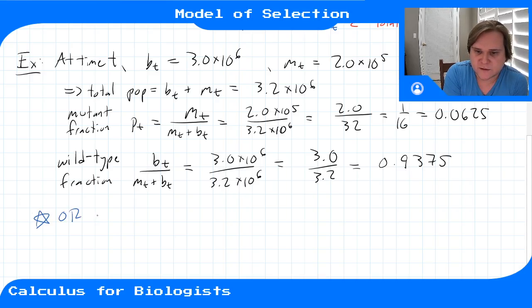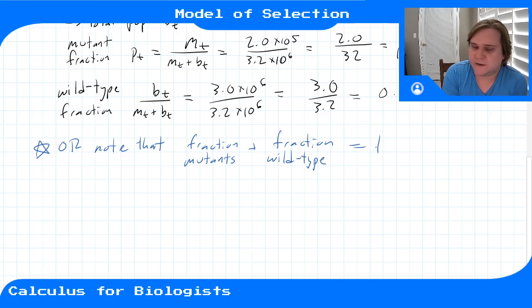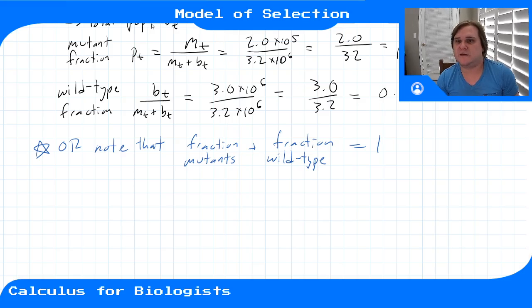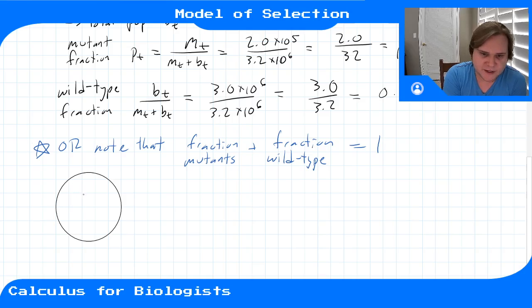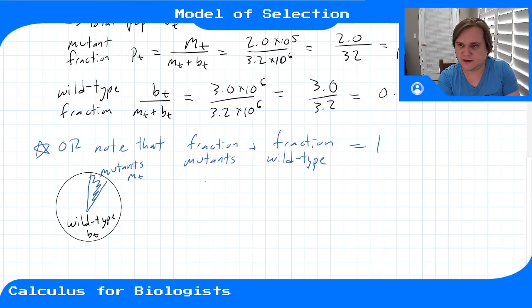So whenever we're interested in finding these fractions, we could just compute them both by hand separately, or we can note that they're fractions, so they should add up to 1. The fraction of mutants plus the fraction of wild type should equal 1, should add up to a whole. If I draw my little schematic of my petri dish, some number of these are wild type and some number are mutants. These are the mutants, M_t, and this is the wild type, and there are B_t of these. Then these fractions should add up to 1.